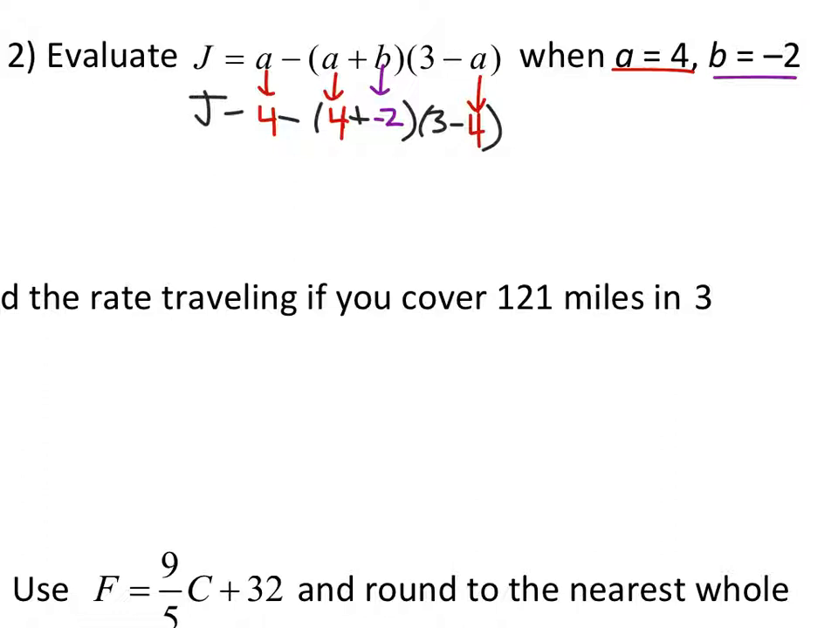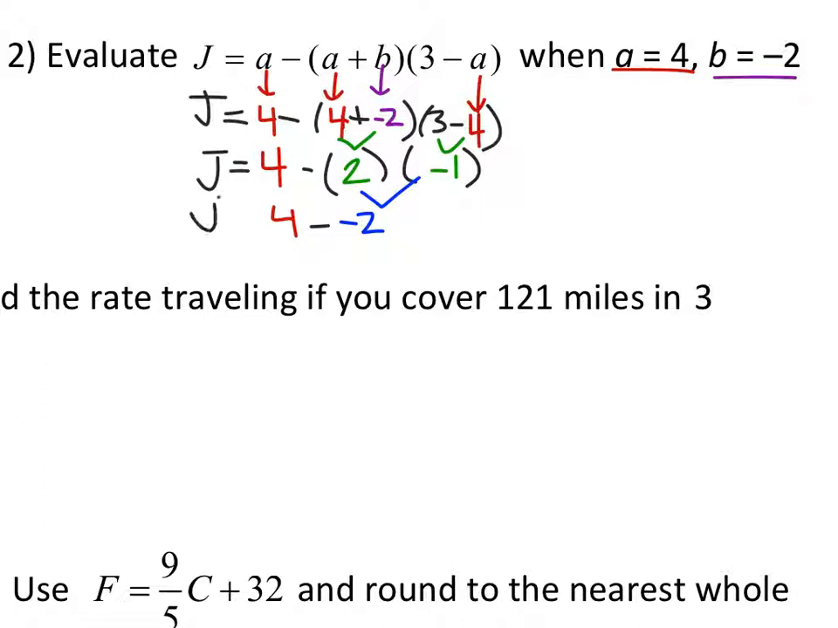And this is all just order of operations stuff from here. So evaluating the parentheses, we got 4 plus negative 2, which is 2, and then 3 minus 4 is negative 1. So we've evaluated the parentheses, and we still got 4 minus the stuff. So using multiplication now, 2 times negative 1 is negative 2. So this ends up being 4 minus negative 2, this j. And 4 minus negative 2 is the same as 4 plus 2. So j ends up equaling 6. That becomes a plus.